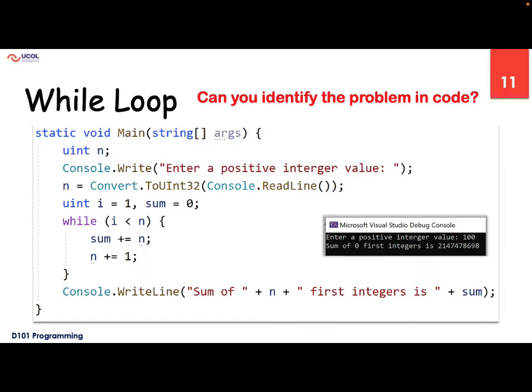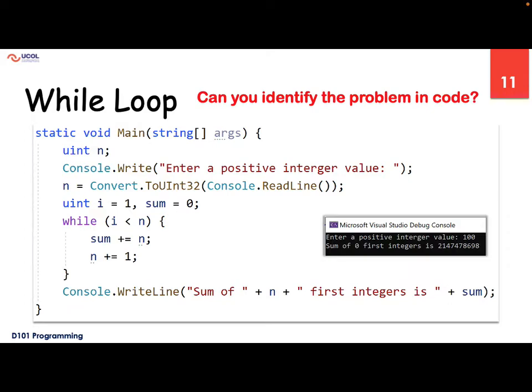Should it be sum plus equals I? Sum plus equal to I, okay, yes, one problem. What is the other one? This becomes an infinite loop, it will never end automatically. Yes, please. We are adding n plus 1? What should we do? It should be I. So we have problems: sum plus equal to I, not n. And then we say n plus equal to 1. We are increasing the value of n rather than I.